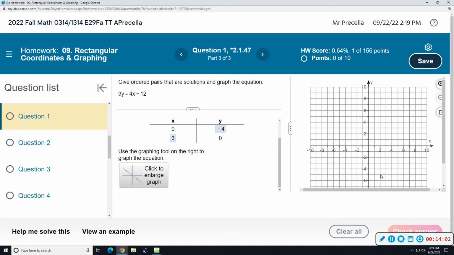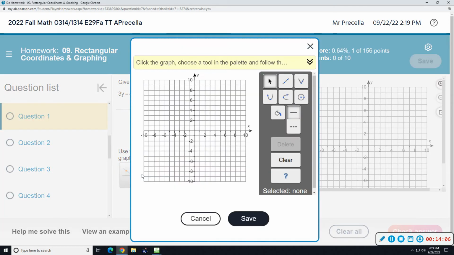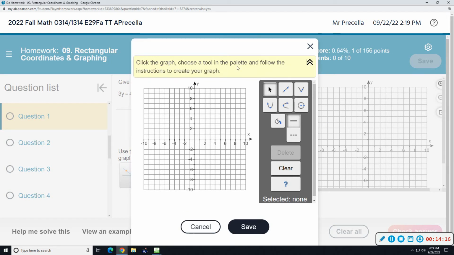We're going to click right here, rather than using this area over here. You could use it, but you've got to find the tool. Yeah, and here, when you click to enlarge, you notice all the tools are already sitting there. Okay, it says, click the graph, choose a tool in the palette, and follow the instructions to create your graph. So, you have to know what you're trying to graph. Well, we know what we're graphing. What did we say this equation would be? Starts with an L. A line.